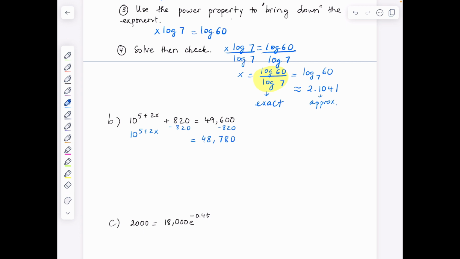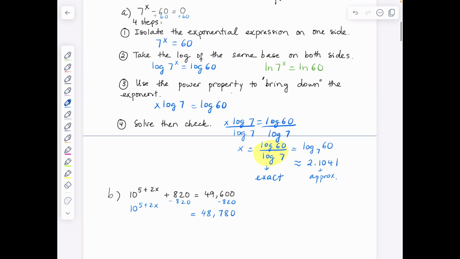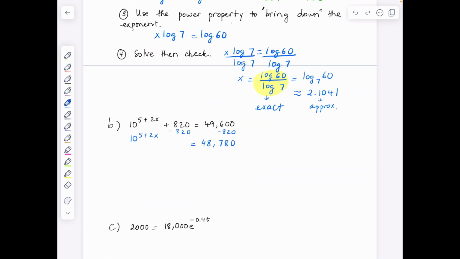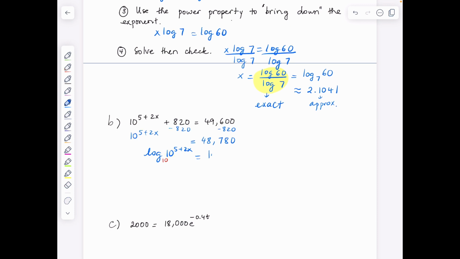Step 2, we want to take the log of both sides. Now here you have a choice of choosing log base 10 or natural log. I would like to choose log base 10, and it is because I see that this one also has base 10, and so maybe we can use one of the basic properties that we learned earlier, where the base of the log and the base of the exponential form are exactly the same. On the other side, take the log as well, and this is what we get.